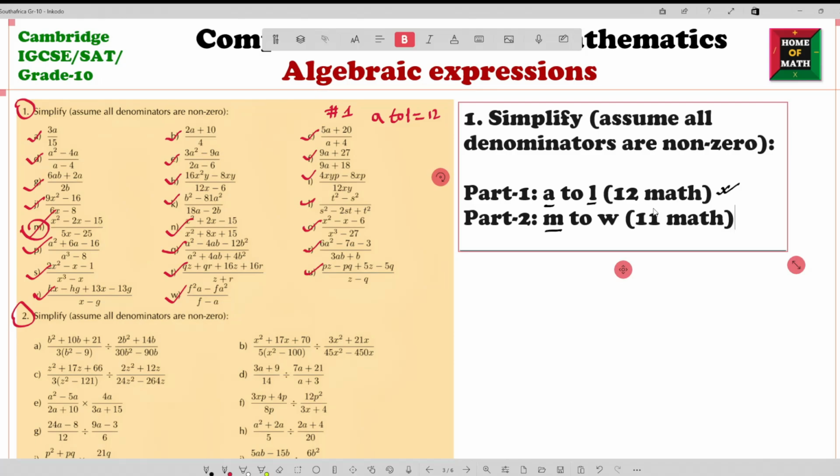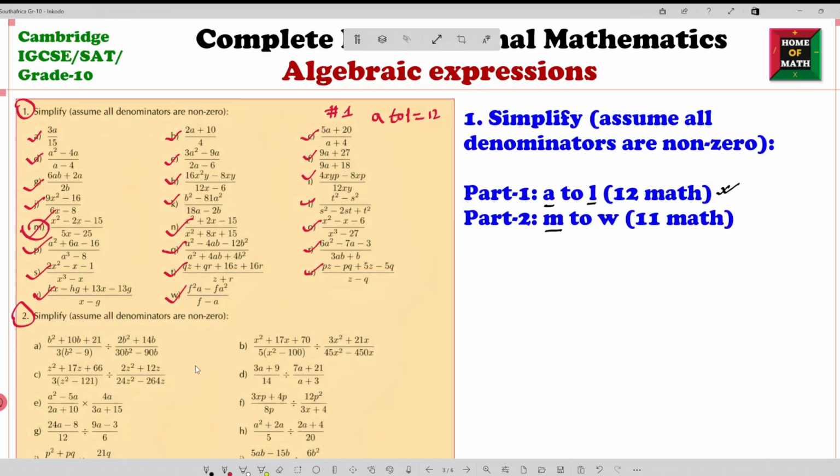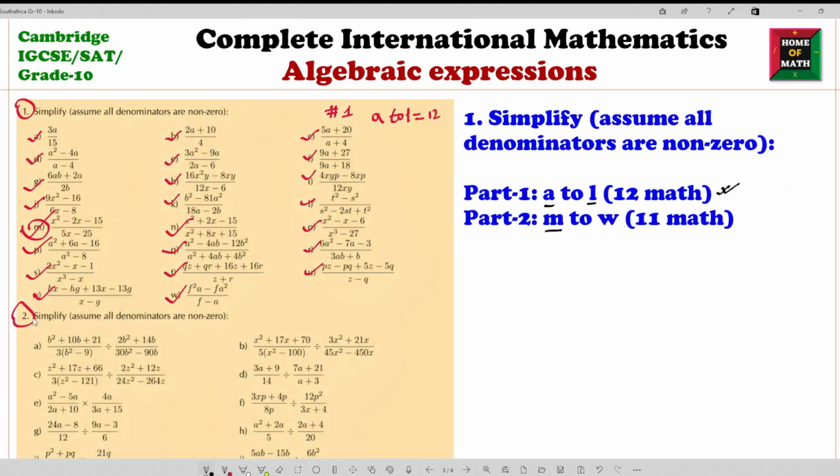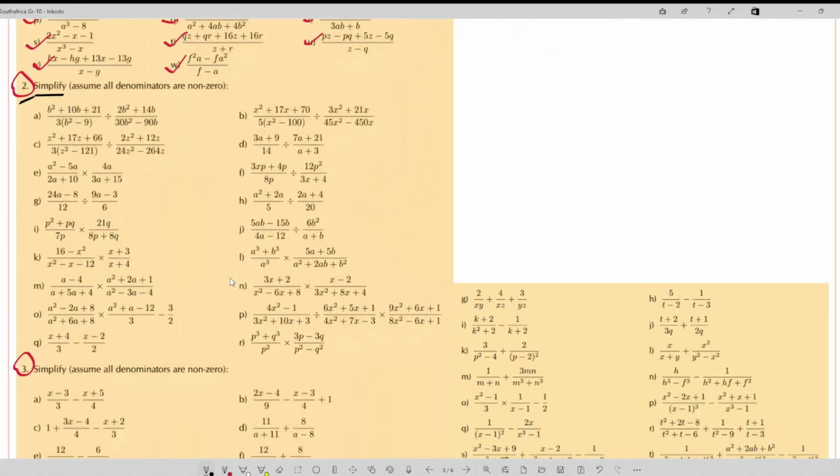So first part and second part are solved. In the next video we will start from part second, which is number 2, simplify. Similar thing but a little bit more challenging.